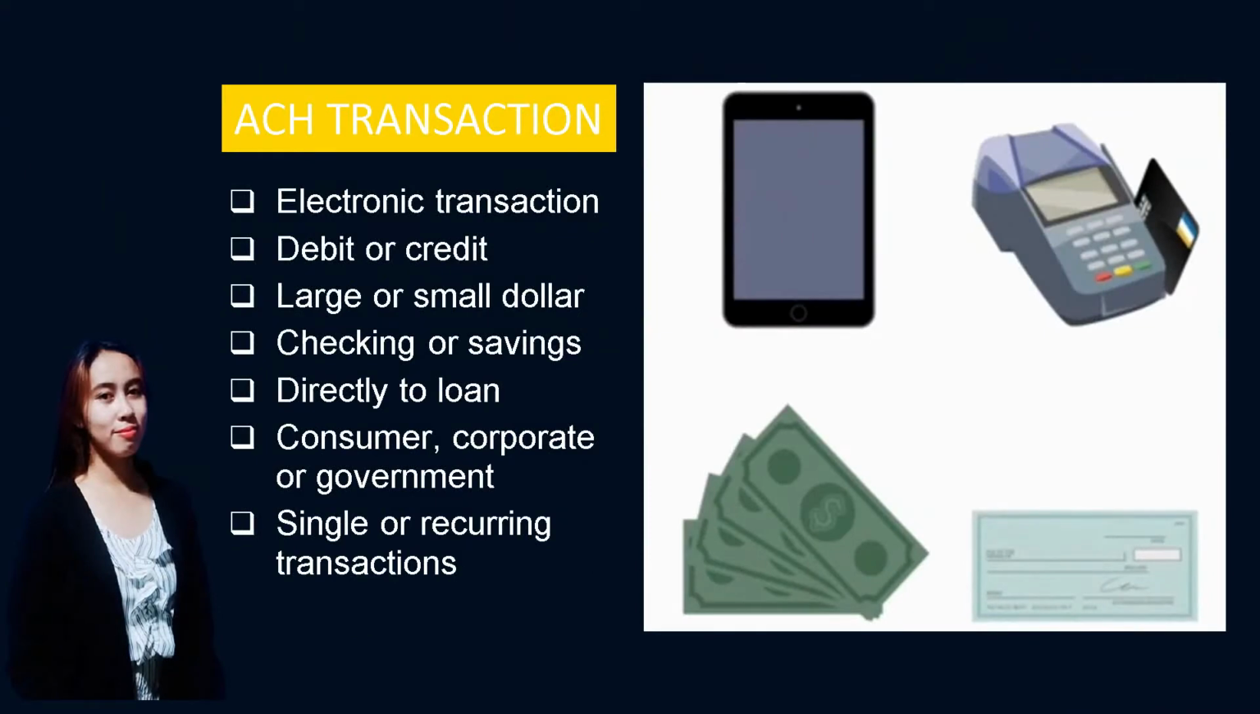An ACH transaction is an electronic transaction that can be either a debit or a credit. It can be a large dollar item or it can be small in its value. It can also be posted to checking or savings, or directly to a loan. An ACH entry can be initiated in or directed to a consumer, corporate, or government transaction, and it can be single or recurring.